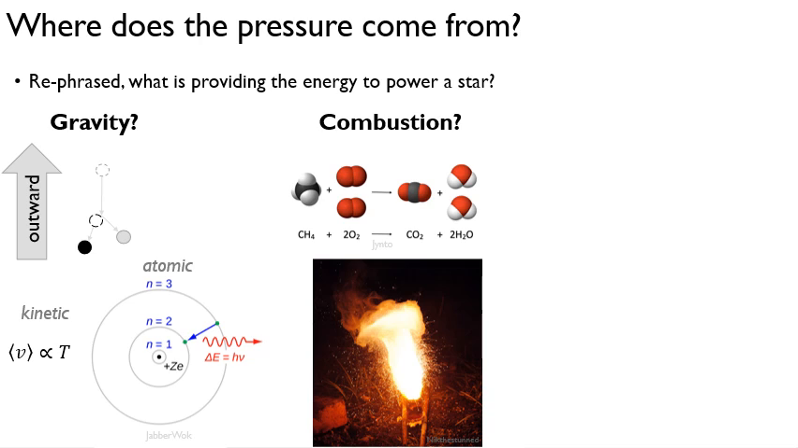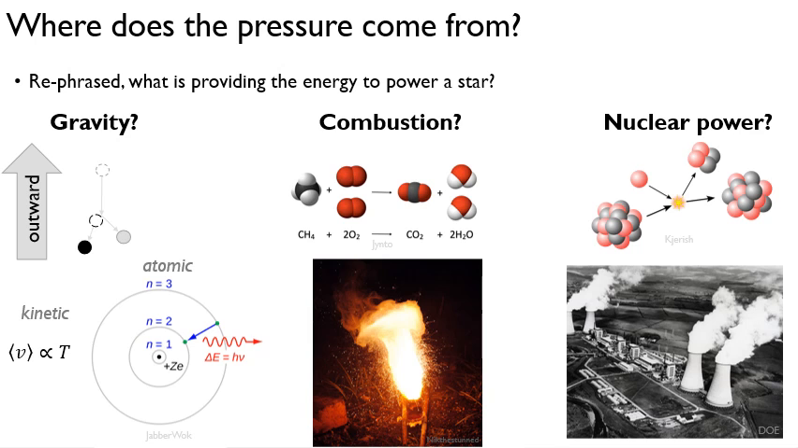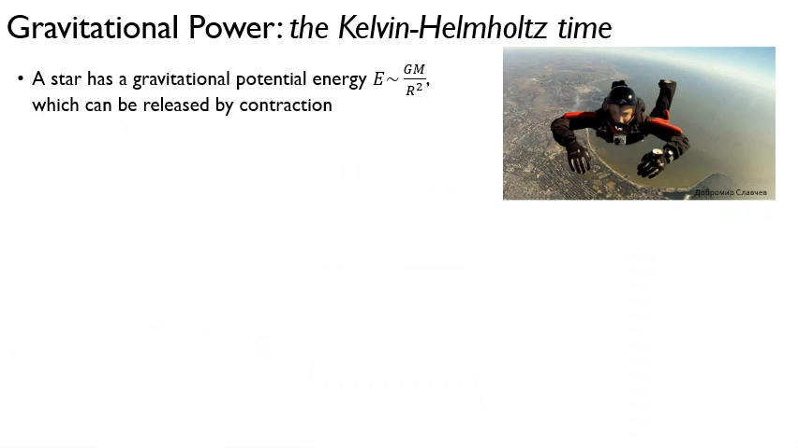Another idea is combustion, or really just any chemical reaction. Here you're talking about breaking or altering chemical bonds, and you can make a lot of heat from that, as you've seen when you burn wood, for instance, at a fire pit or something like that. And then another option is nuclear power. You can have a nuclear reaction happen, and that releases a lot of energy. So let's consider these in turn.